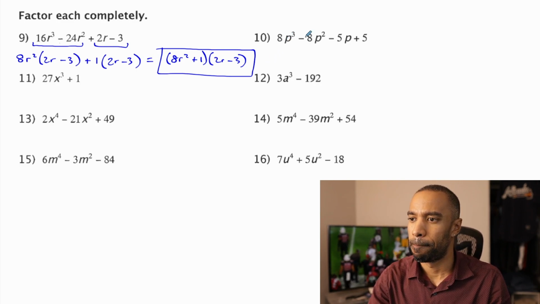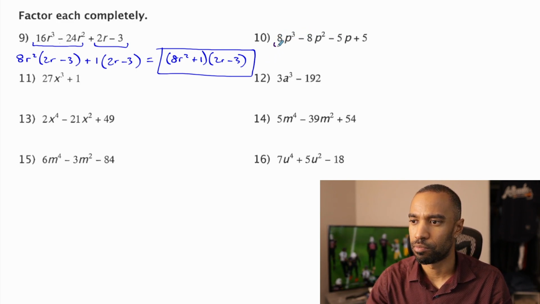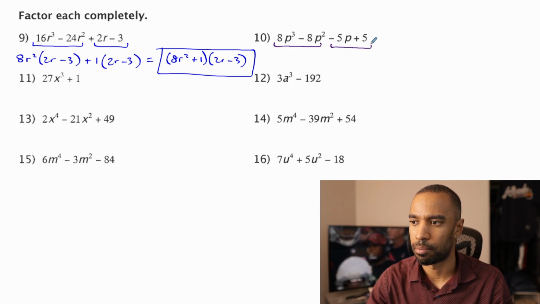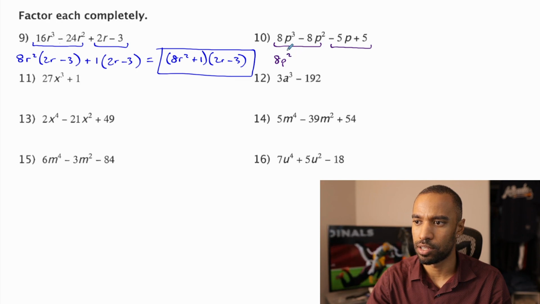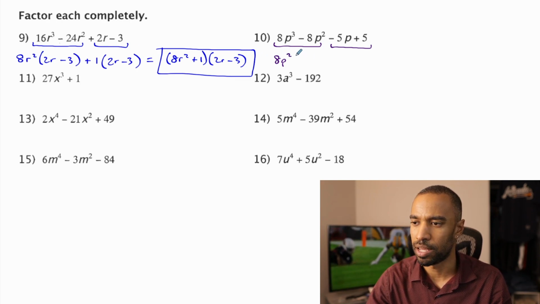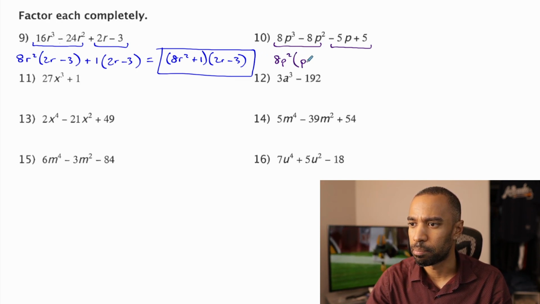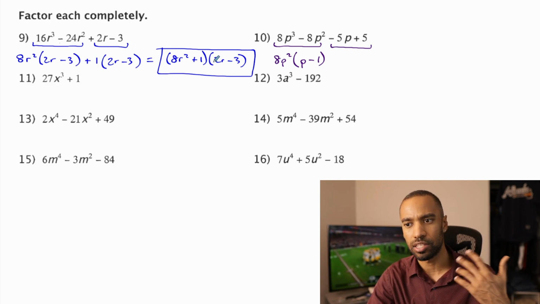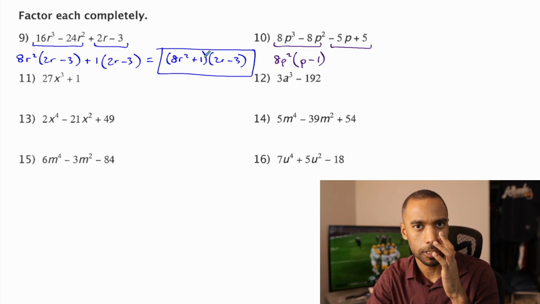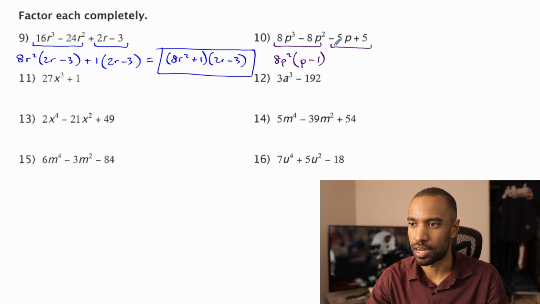All right, number 10, another factoring by grouping problem. Common factor here, common factor here. 8p cubed minus 8p squared. It looks like 8p squared is a common factor. It doesn't look much different from that. And we're left with p minus 1 there, right? Same thing I was talking about with this one. We have to write it. It's a part of what happens there. It's not like it's invisible. Neither is that negative one.